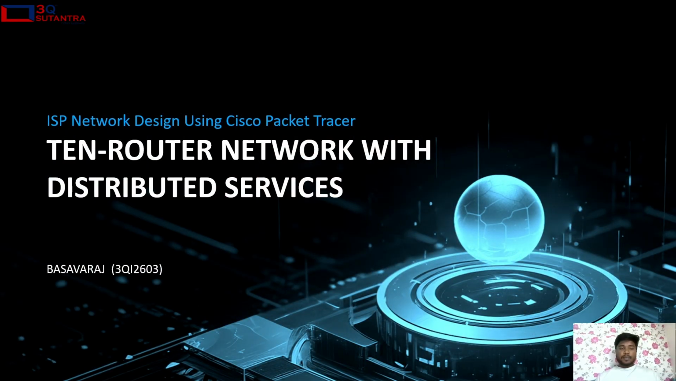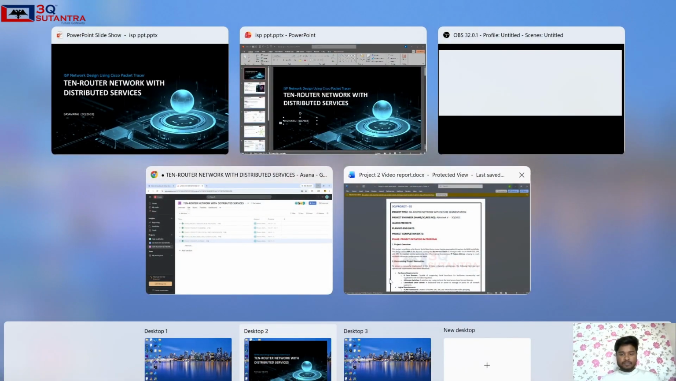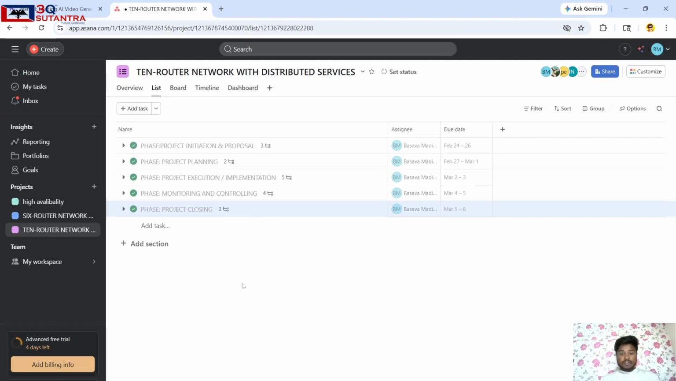Hi Aaron, my project is on a 10 router network with distributed services. Before starting the project, I planned everything using the Scrum method. I used Asana to manage my tasks. I divided my task into five phases. In phase 1, project initialization and proposal.